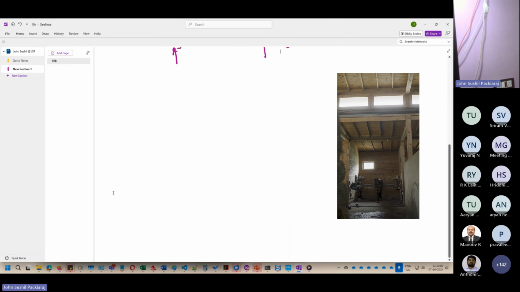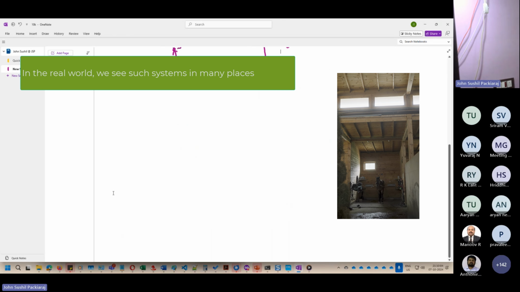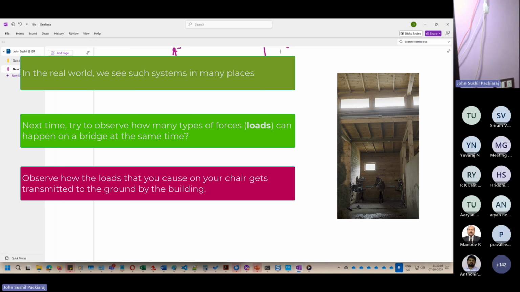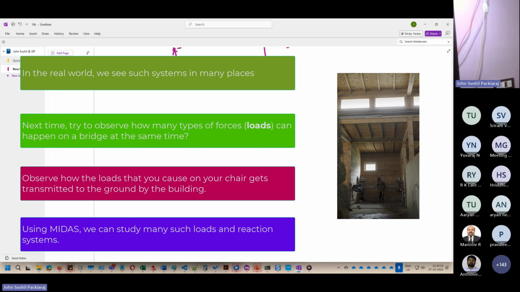This can be like a roof of the building being rested on beams, or next time you go to your classroom, you'll observe that there are beams and a slab is sitting on it. So an arrangement of that is what we are looking at.